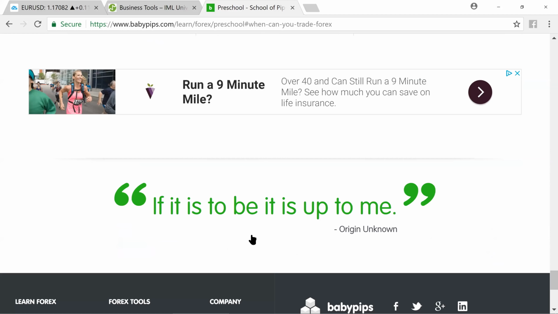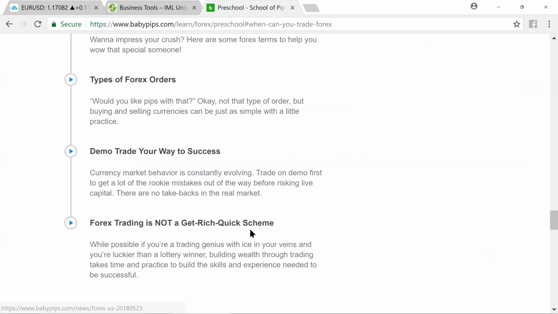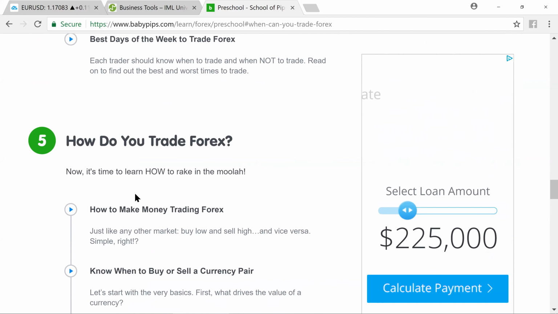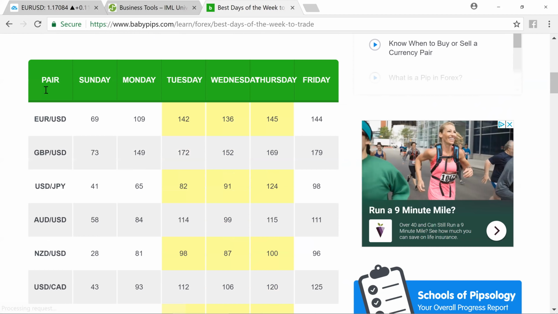Okay, perfect. So in Baby Pips, they tell you when to trade and what pairs, the best days of the week to trade. Here you go, right here. This is what you're looking for. Pairs. This is on a free website. Pairs on Sunday. Euro USD moves about 69 pips. But let me show you a pair that moves a minimum of 100 pips Sunday through Sunday.